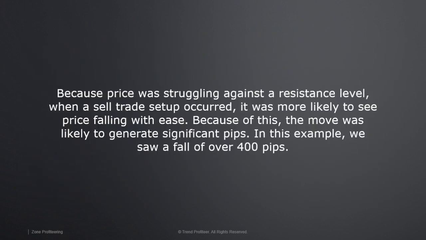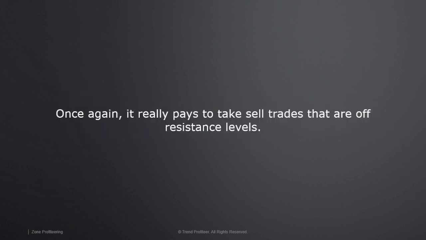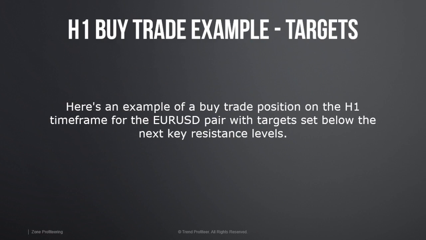Because price was struggling against the resistance level, when a sell trade setup occurred, it was more likely to see price falling with ease. Because of this, the move was likely to generate significant pips. In this example, we saw a fall of over 400 pips. Once again, it really pays to take sell trades that are off resistance levels, so the mirror reverse of the buy trades off support levels. In this case, sell trades off resistance levels.